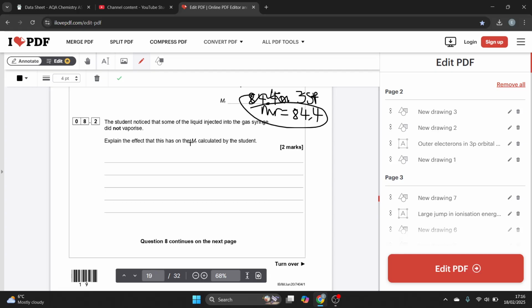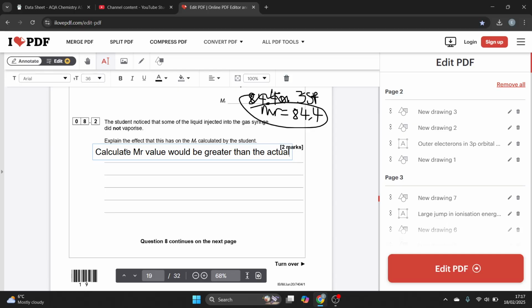Then it says, a student noticed that some of the liquid injected into the gas syringe did not vaporize. Explain the effect that this has on the MR calculated by the student. So lower volume recorded. Actually, first thing I would say, the calculated MR value would be greater than the actual, because some of it did not vaporize, as the lower volume would have been recorded.